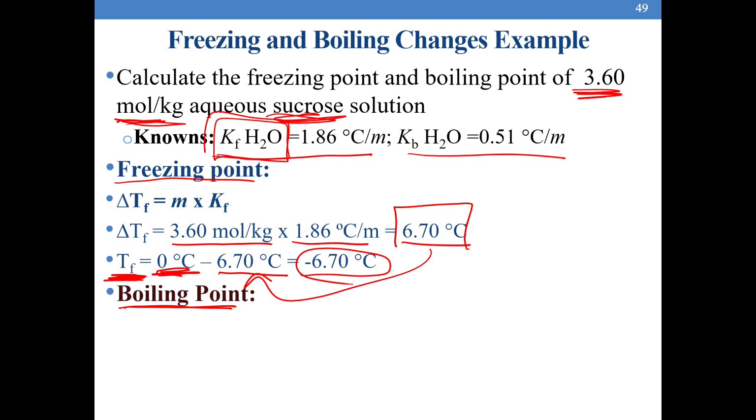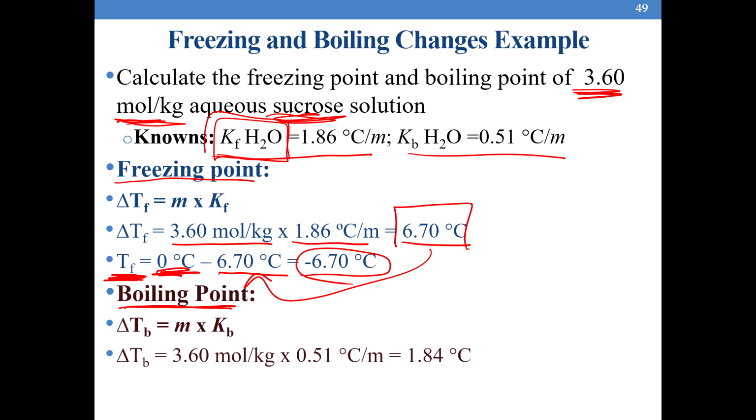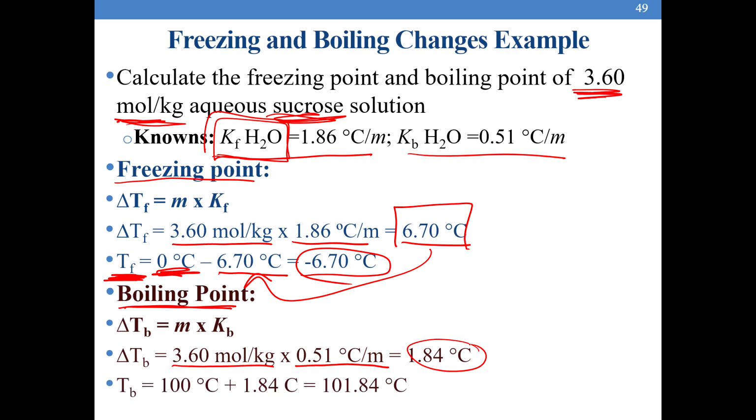And then look at the boiling point. If we calculate the boiling point, remember this is the constant that's given, and this is the molality. You can cancel out your molalities and end up with degrees Celsius as your final unit. The boiling point of water is 100 degrees Celsius. Add that same degrees Celsius value, and you end up with basically 102 degrees Celsius as the boiling point elevation.